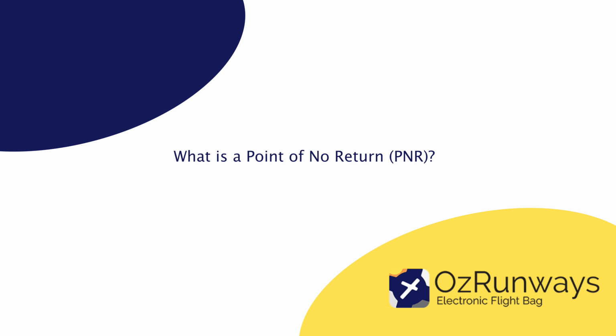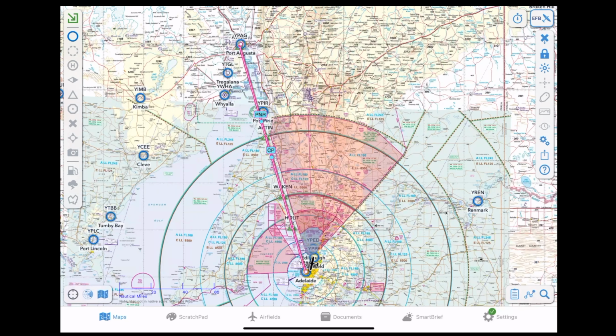The point of no return calculation is used to determine the point along track outbound from the departure aerodrome beyond which there is insufficient fuel to return. There are many ways to calculate a PNR. We are using a method that is used at an ATPL level to ensure the most accurate PNR calculation.